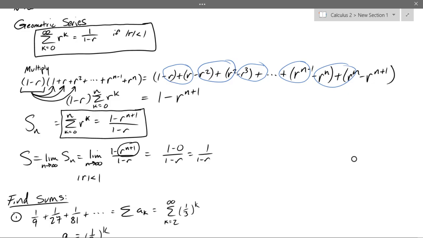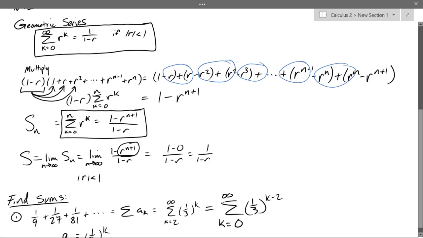There are two ways to go about it. We can change the index, which is generally the easier way. So I'm going to shift: I'm just going to take k and drop it down 2. Now if I drop k down by 2, I have to do that everywhere. So I get 1/3 to the k plus 2. We'll start at 0, but I really want that to be 1/3 squared. Then my 1 term will be 1/3 cubed, and my 2 term will be 1/3 to the 4th power, which is 1/81.